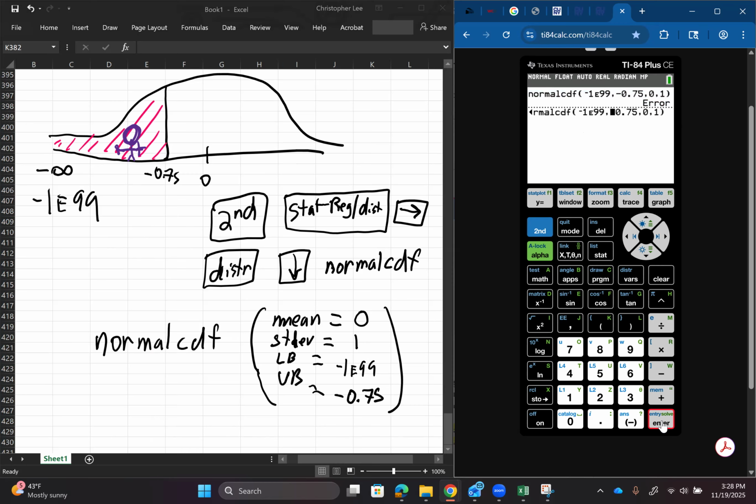So be careful that you place negative and not minus, right? I hit -0.75. This is negative right here. This one. So when I click enter, I get the same answer. That's how you do it in the calculator.